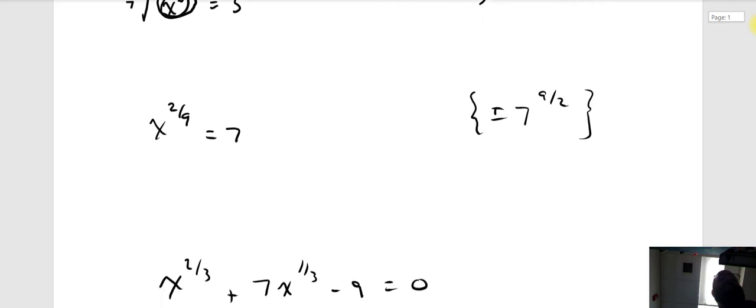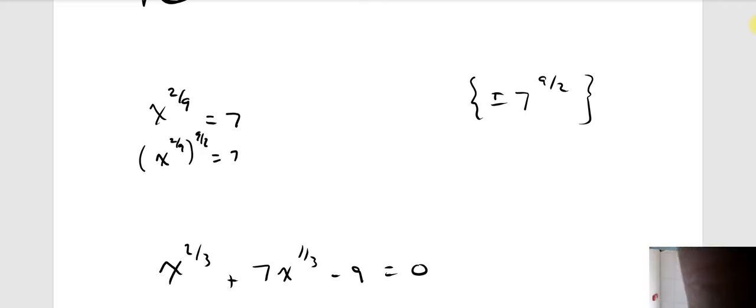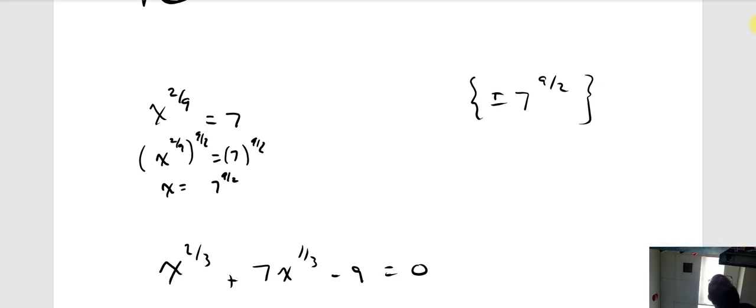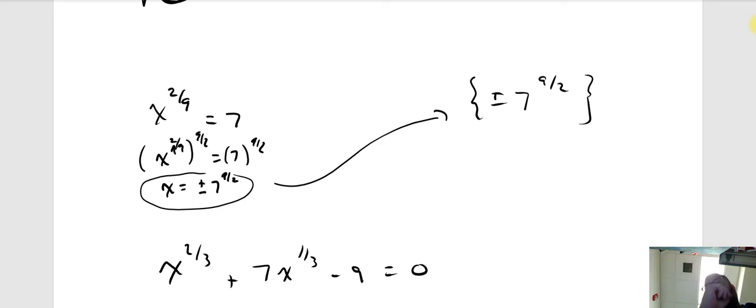Let's go through and look at a couple more. This one is going to be solved by taking x to the 2/9 and raising it to the 9/2 power. Now, 7 to the 9/2 is just some number. What that number is right now is not important, we're just going to leave it like this. But again, this is the 9th root of x squared. So x squared is positive regardless of whether x is a plus or a minus. So this again has two solutions, and there's our solution set written out.